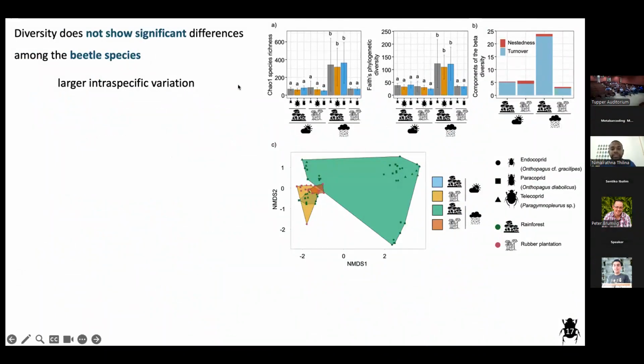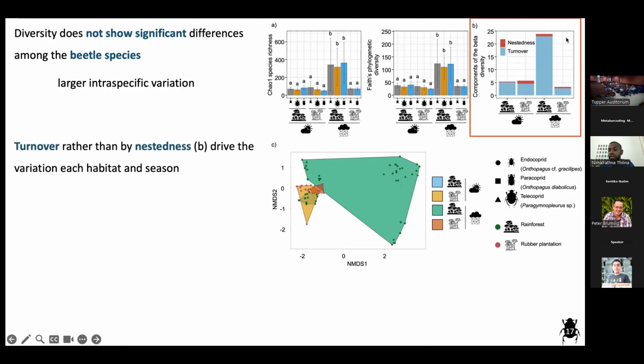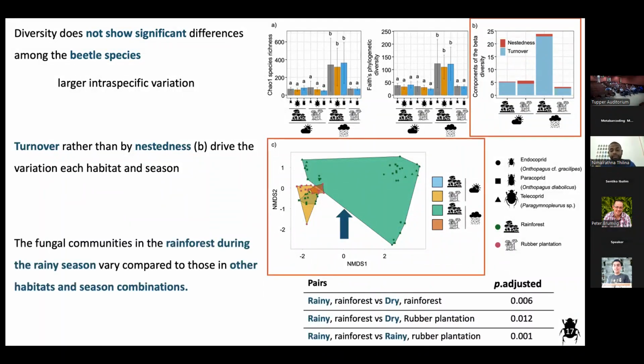When it comes to diversity, the diversity doesn't change between the species. However, in the rainy season rainforest, the fungal diversity found through the dung beetle gut is significantly higher. For the community variability, it's more driven by turnover rather than nestedness. And the community composition shows that the fungi we found through the dung beetle gut have a completely different community composition in the rainy season rainforest compared with all the other habitat and season combinations.